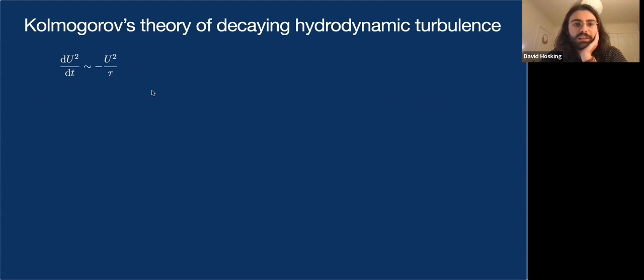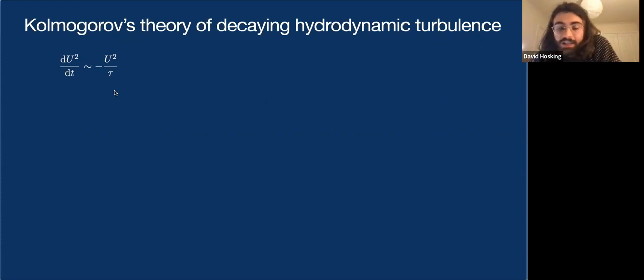So the theory of how to work out what this energy, U squared, is as a function of time was actually derived by Kolmogorov, like most important things in turbulence theory, in the third of his seminal 1941 papers. So the idea: you write down the simplest thing you possibly can, which is dE/dt must scale like minus energy divided by the characteristic timescale for the decay.